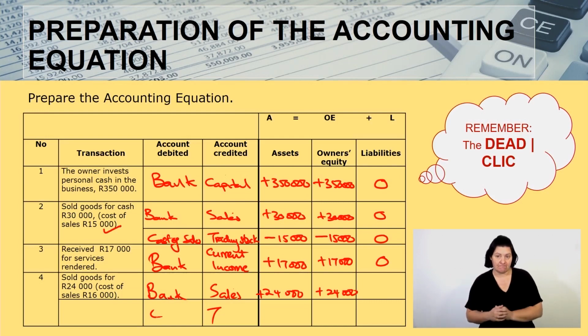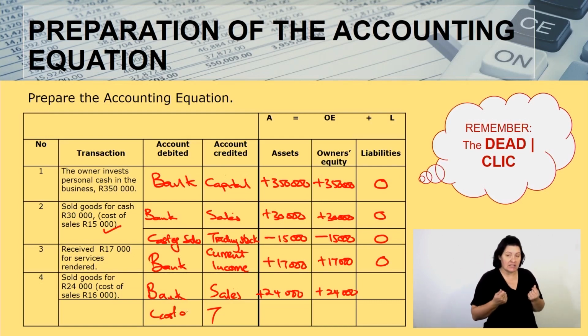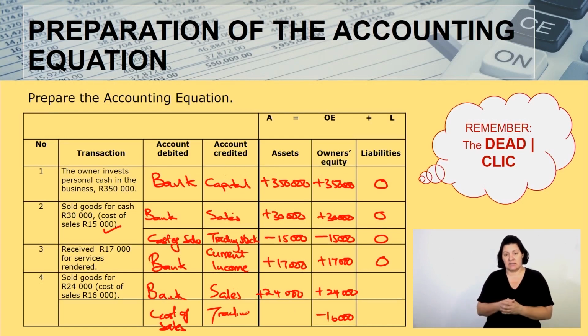And then on my owner's equity, I'm saying plus 24,000. And then C is cost of sales. On my cost of sales, I'm now coming to say owner's equity minus 16,000. And then trading stock. Okay, I'm crediting trading stock. That means my asset is going down minus 16,000.